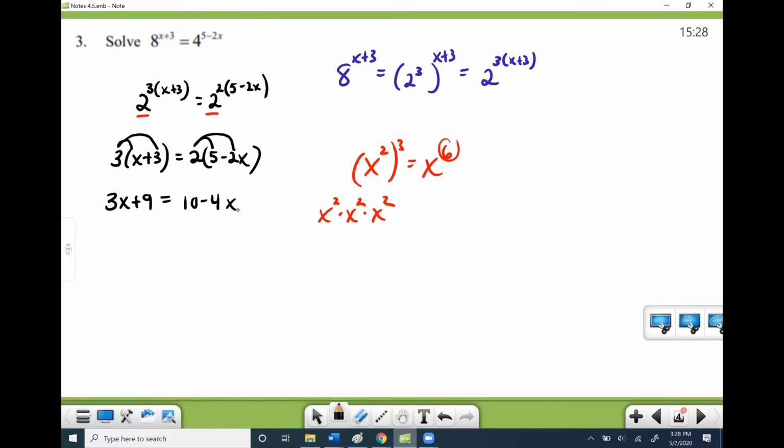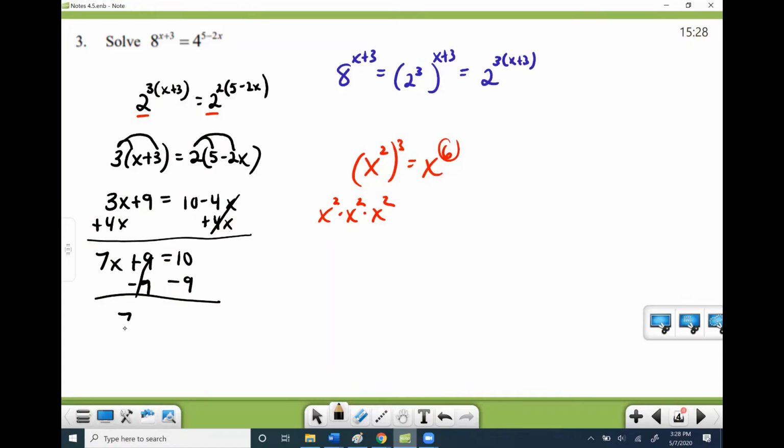And then we'll solve. So we have variables on both sides. Let's move the smaller of the two. So I'm going to move the -4. 7x plus 9 equals 10. Take away 9. Divide by 7, and we have it.